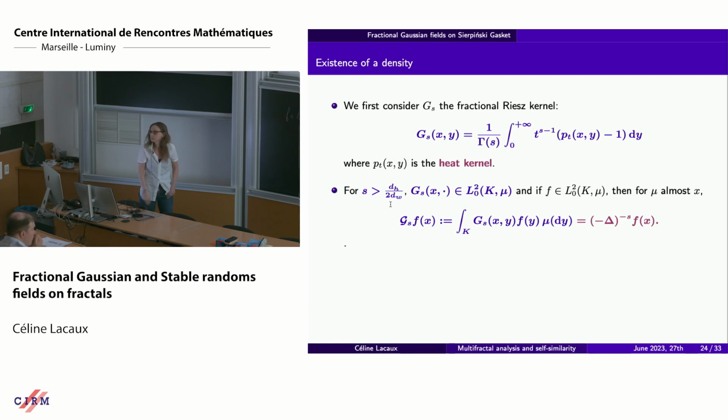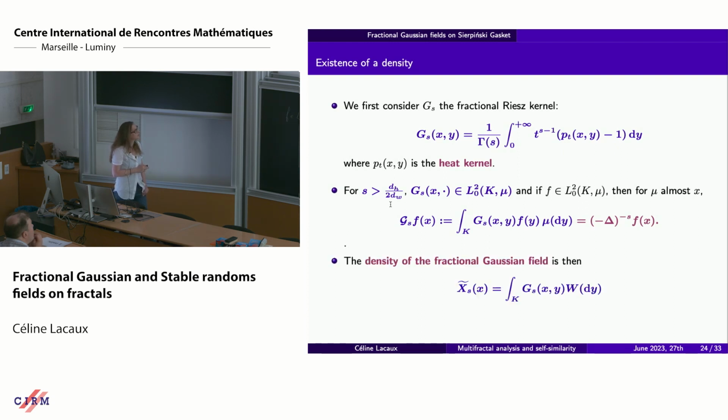So you can prove that this operator is in fact the fractional Laplace operator of order S applied to f. Okay, almost everywhere, for almost every x with respect to the Hausdorff measure, this function is equal to the Laplace operator of order S applied to f. And so with this relation, you can prove that there is a density, and this density is nothing else than the stochastic integral of your heat kernel with respect to your Gaussian random measure. Okay, so the proof to verify that this is the density is based on this equation.